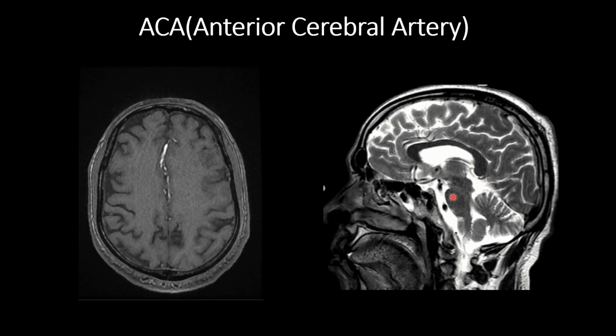Here is a sagittal T2 MR image showing the A1 segment of the anterior cerebral artery, and distal to the ACOM is the A2 segment, anterior to the genu is the A3 segment, superiorly anterior to the coronal suture is the A4 segment and posterior to the coronal suture is the A5 segment.